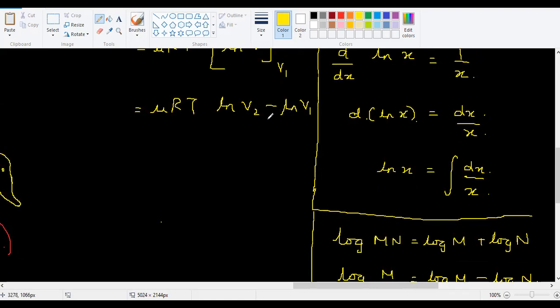Which means to say ln v2 minus ln v1 can be written as ln v2 by v1, right? Anybody wondering why I'm not writing it as log, instead I'm writing as ln? What does that mean? No answers, which means nobody knows.